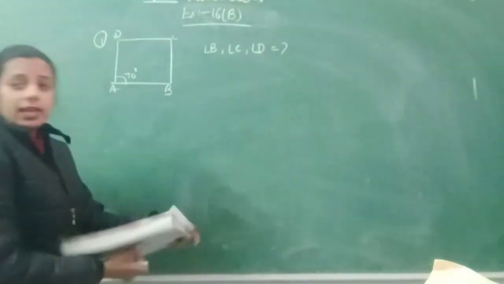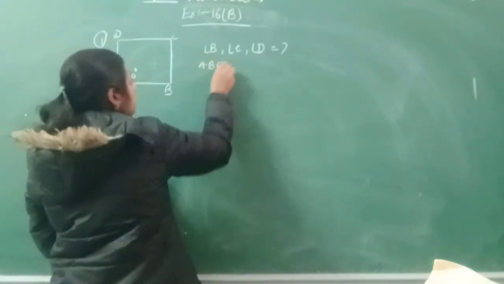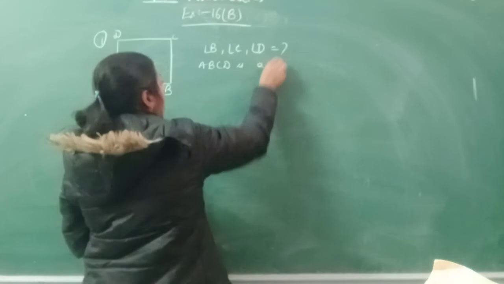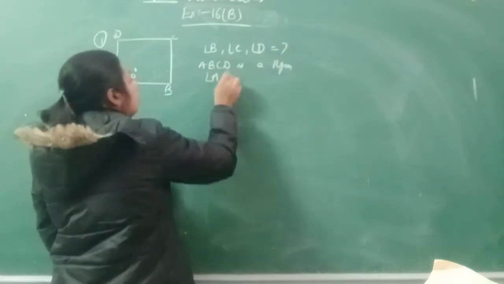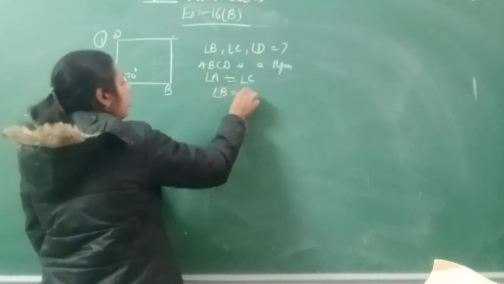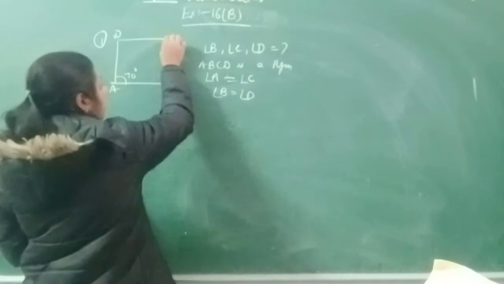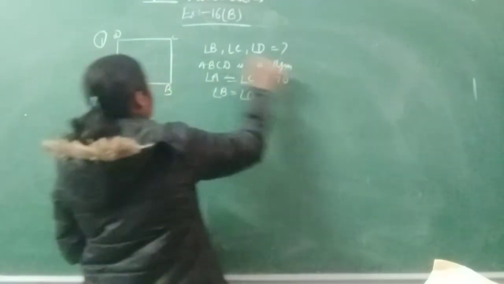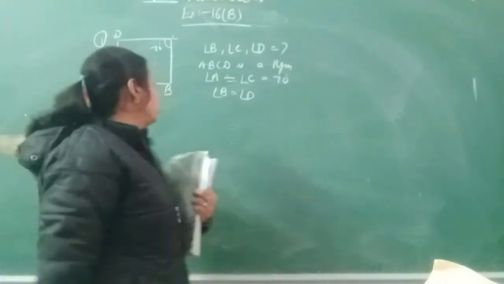As we know that ABCD is a parallelogram, angle A will be equal to angle C, and angle B will be equal to angle D. Clear? So if angle A is 70, then angle C is also 70. Done. We have got two angles. Now come to the next angle.